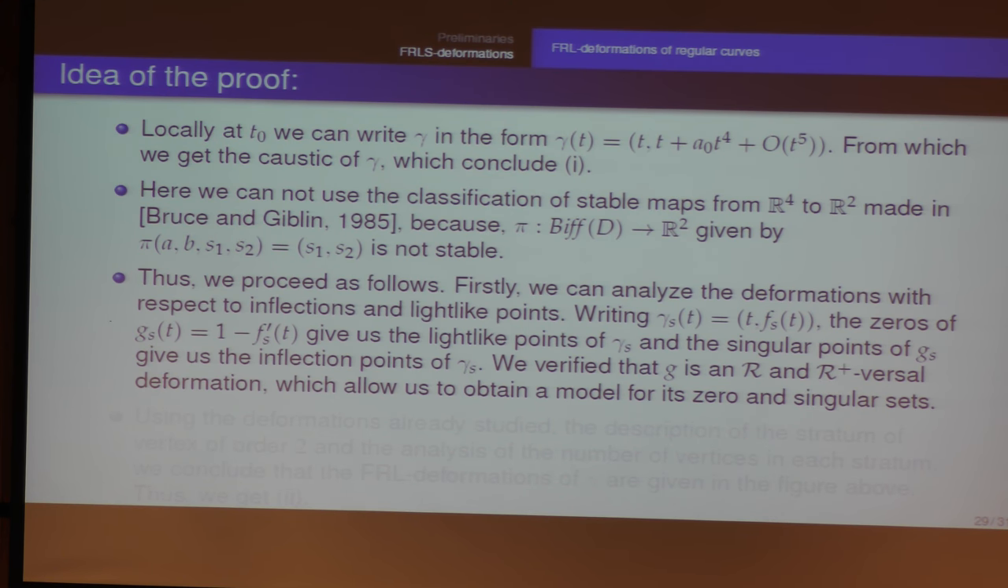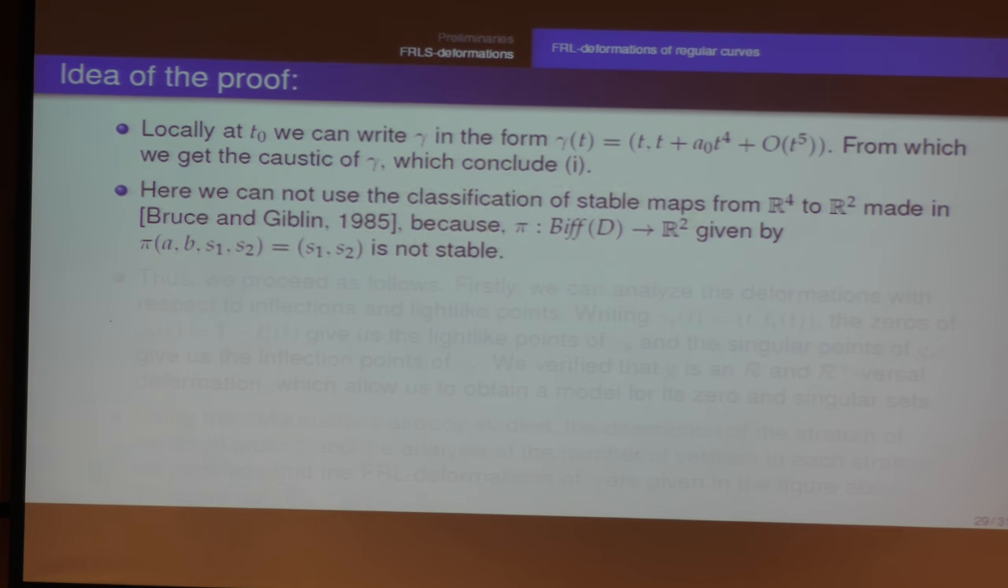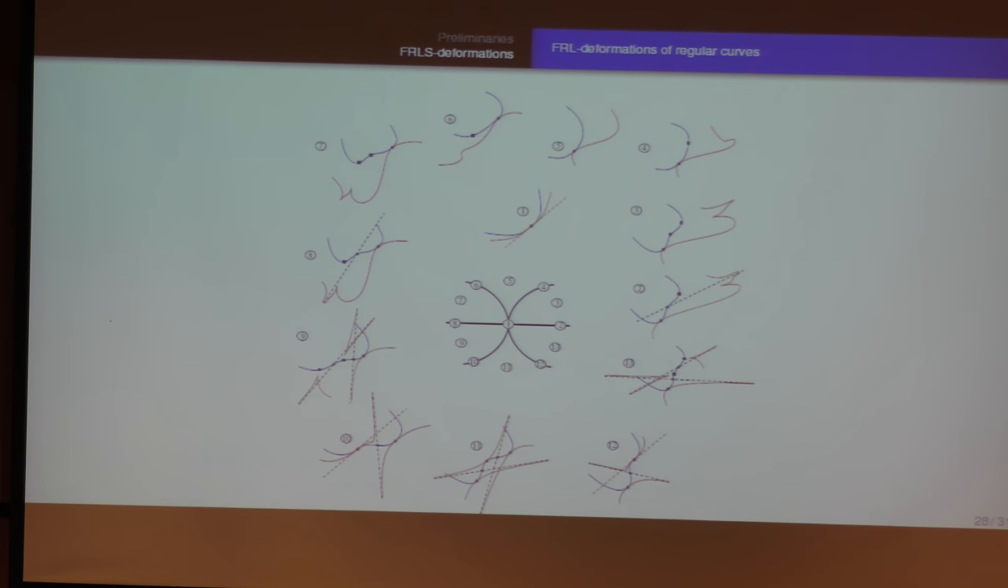For the vertex, we use three things: the deformations already studied, the description of the stratum of order 2, and the analysis of the number of vertices in each stratum. And then we can conclude that the bifurcations on the caustic are given by this figure.